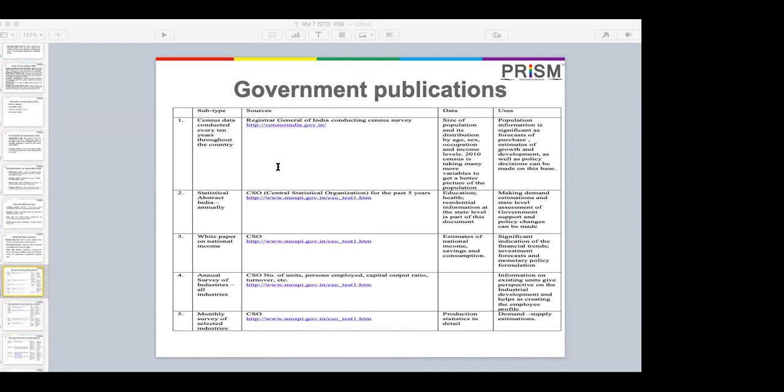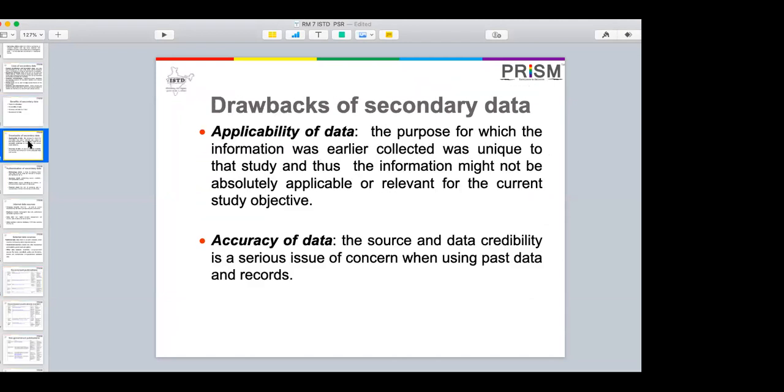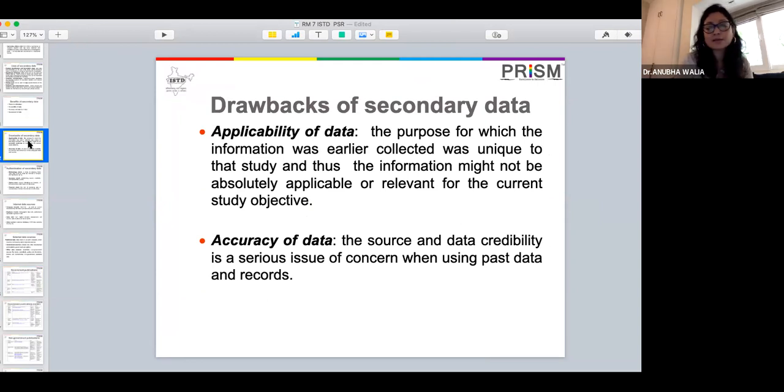Ma'am, one more point: in this secondary data, since the sources are available for everyone, is there a chance of too much competition? For example, assume there are 5 of us doing research at the same time, and all 5 of us will be using the same data, which might not be the case with primary data, because primary data is mostly direct, and the chance of leaking or competition with the data is minimal. Absolutely. Yes, very, very high chances.